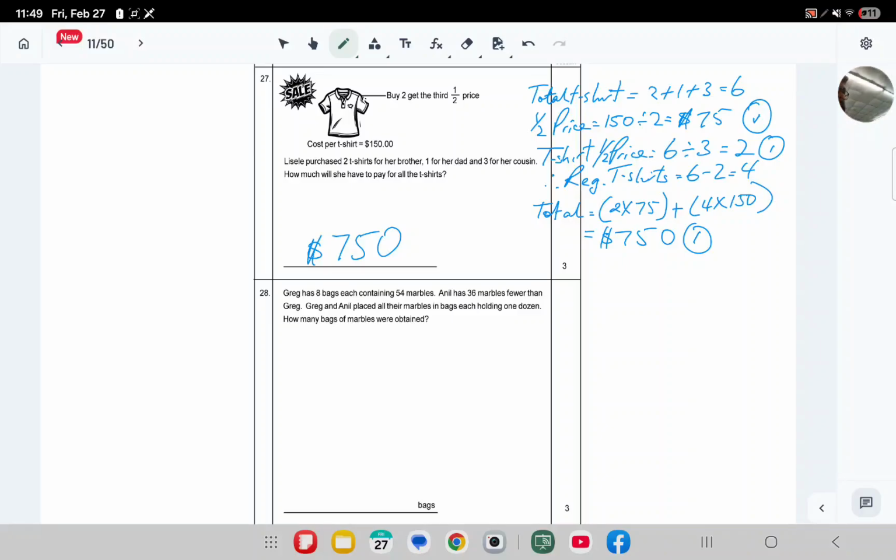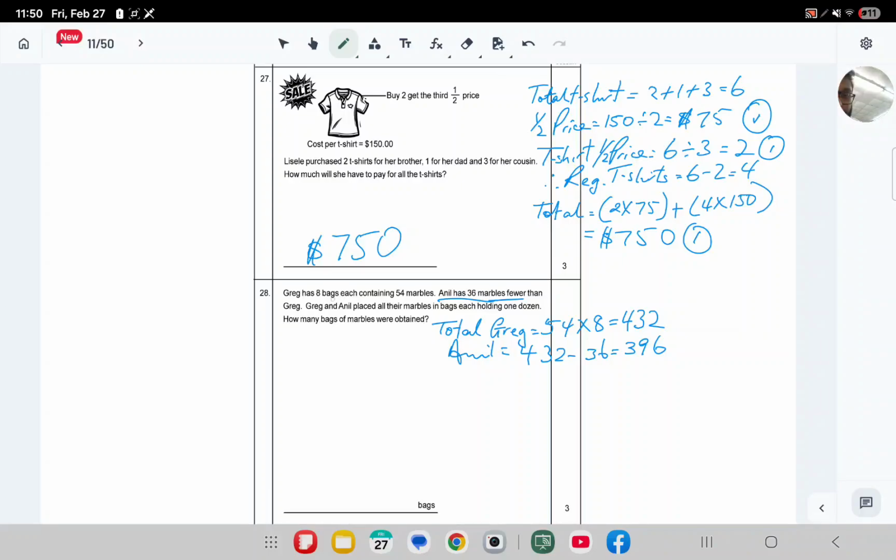So first we need to calculate the total number of marbles Greg has. And to do this, we take the quantity in 1 and multiply by the many, which is 8. So 54 multiplied by 8, and that will give us 432. We said Arnold has 36 marbles fewer, so we calculate for Arnold. If it is fewer, we need to subtract, and that will leave us with 396.